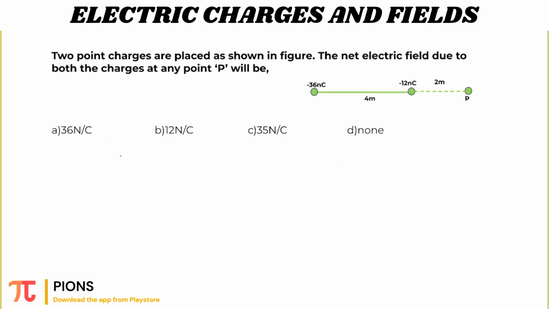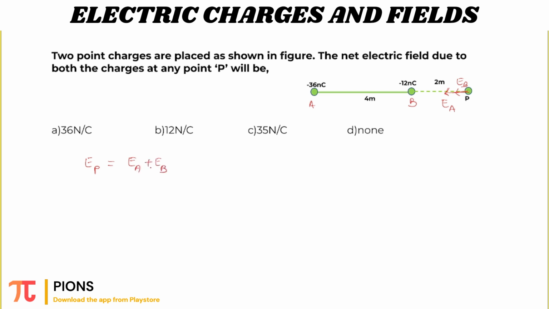So question over here says 2-point charges are placed as shown in the figure. The net electric field due to both the charges at point P. So first of all, due to minus 36 nanocoulomb, it will be radially inward towards the charge. So let's call it as A, let's call it as B. So it will be electric field EA. That will be towards the charge because it's negative. For the second charge as well, it will be towards the charge, and this will be EB. Correct? So the net field at point P, that will be the sum of EA plus EB.